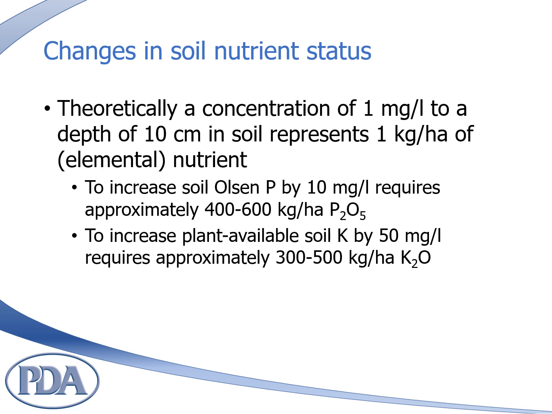So to increase soil Olsen P by 10 milligrams per litre requires approximately 400 to 600 kilograms a hectare P2O5. To increase plant available soil K by 50 milligrams per litre requires approximately 300 to 500 kilograms a hectare of K2O. More potash will be required on heavier soils where the clay type can make a difference.